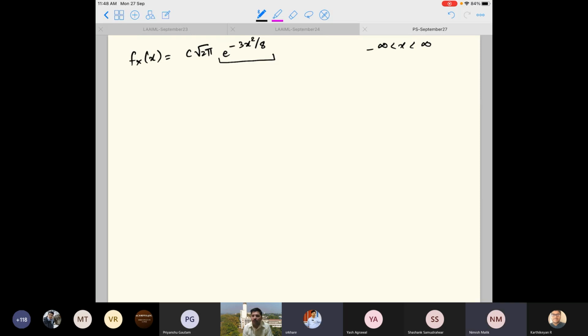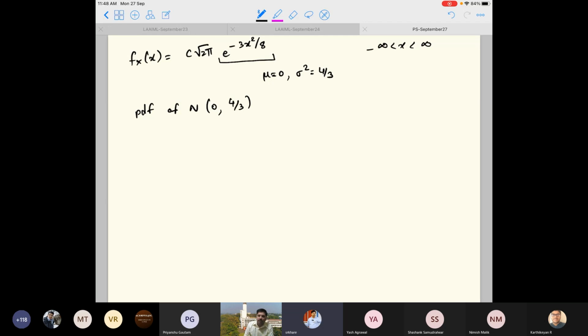You are right, sigma square is the answer, 4 by 3. What is mu? Mu is equal to 0. Sigma square is equal to 4 by 3. Correct? That is what you have. So if you have this, then what is the PDF? What is the PDF of normal 0 and 4 by 3?